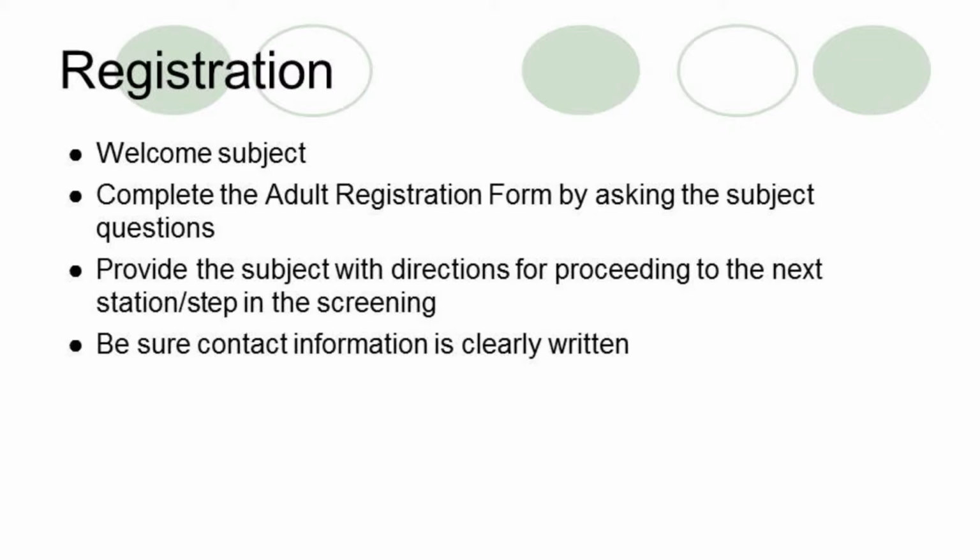Another critical aspect of the registration phase is that the adult registration form is filled out completely, accurately and clearly. So please, before you go on to the next stage or step, check the form, make sure they filled out all the information, make sure you can read it and it's clear, and make sure they have signed the form.